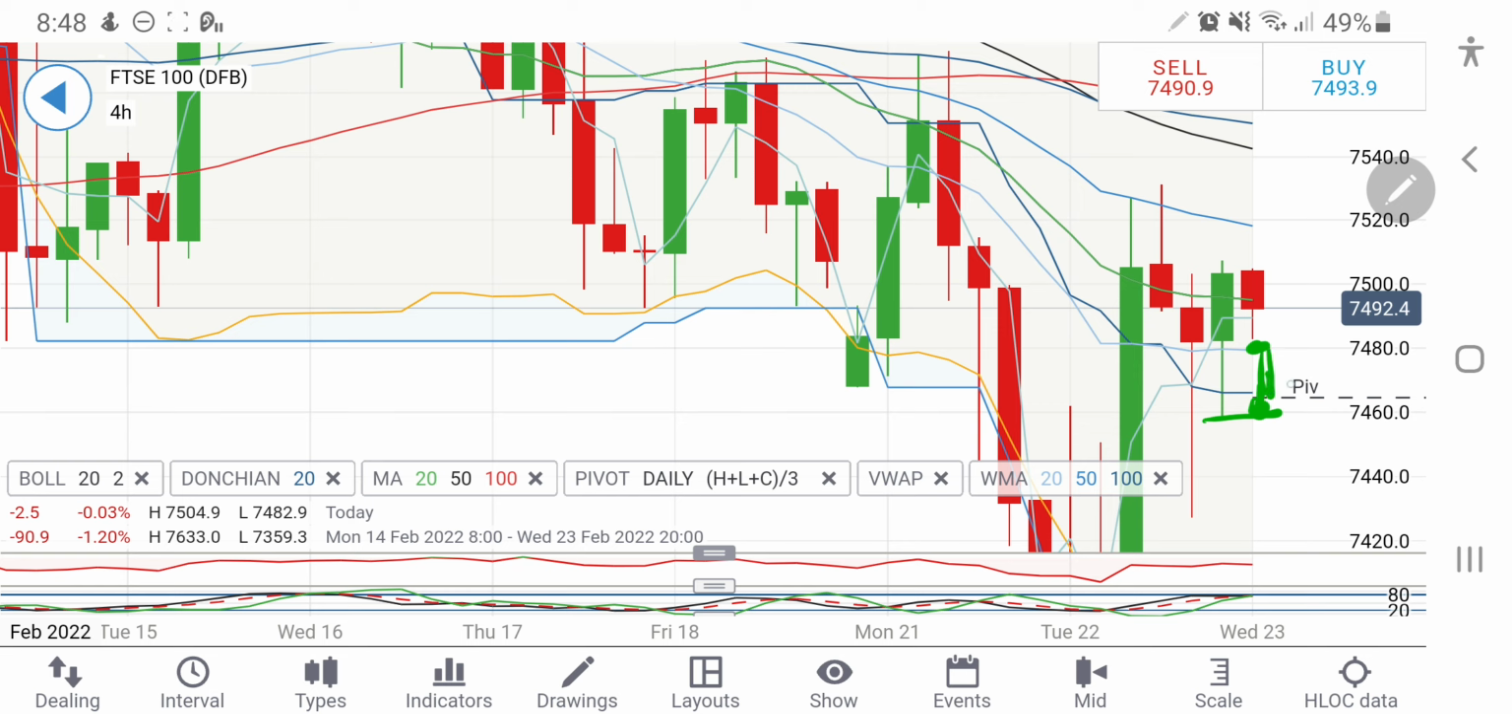So probably breaking 7460 only, I will consider this as bearish and it will continue to drop towards 7420 and 7400 levels. Potentially beyond 7510, I will expect it to act bullish and it may continue to rise. In between these points, that is 7480 to 7510, 30 points, don't take any positions.